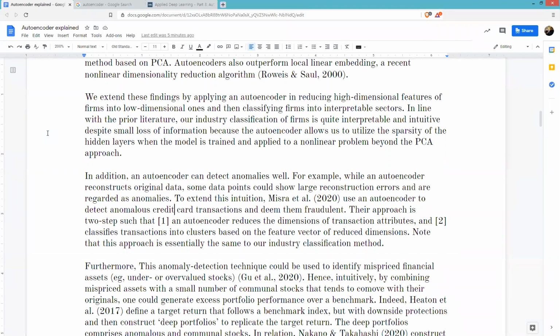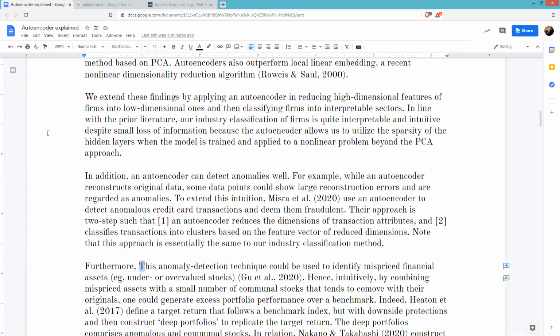then they are possibly fraudulent transactions. Their approach is basically two steps such that first, an autoencoder reduces the dimension of the transaction attributes. And second, classify transactions into clusters based on the feature vectors of reduced dimension. Okay. Note that this approach is essentially the same as our industry classification method as well. Okay, so they defined anomalous and then basically they did cluster analysis and they could find a cluster of anomalous transactions.